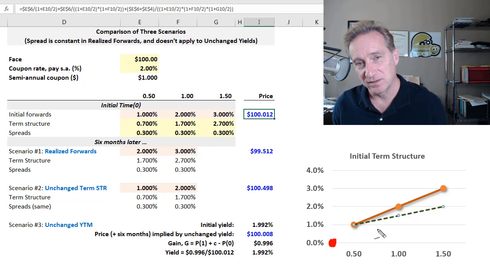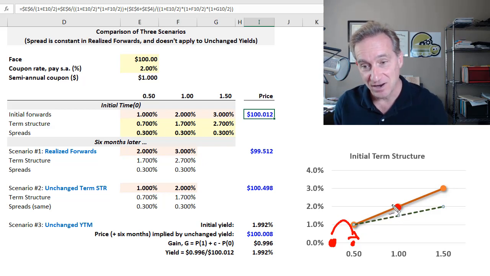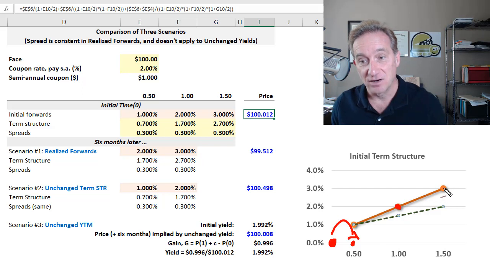So first I have realized forward, and I guess the way that I think about this is, remember, we're marching forward 6 months in time. Realized forwards means that when we're here at time zero, these forwards are unbiased estimates or predictors of the future rates. So if we go forward here to 6 months, then we'll be at this point in time. And what we're saying with realized forwards is that this 2% rate that was our one-year forward rate is realized now as our six-month rate. And our 1.5-year rate then becomes realized as our one-year rate. And so you can see my realized forwards, that's what I've got.